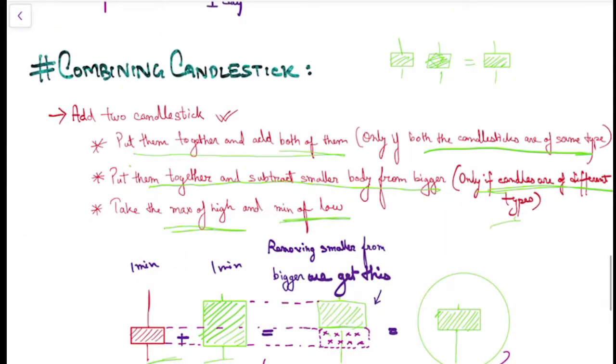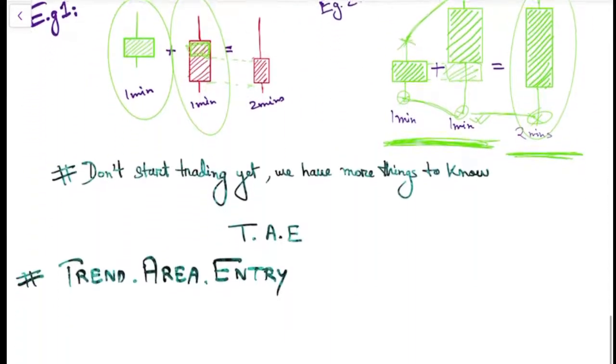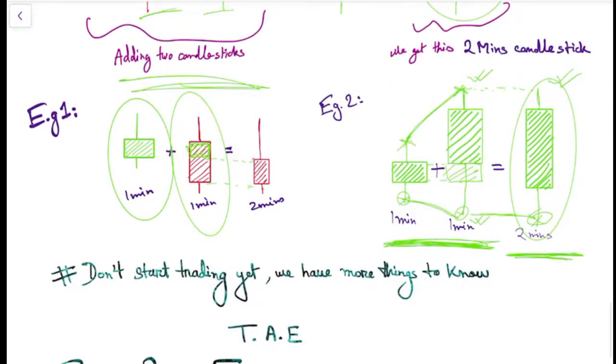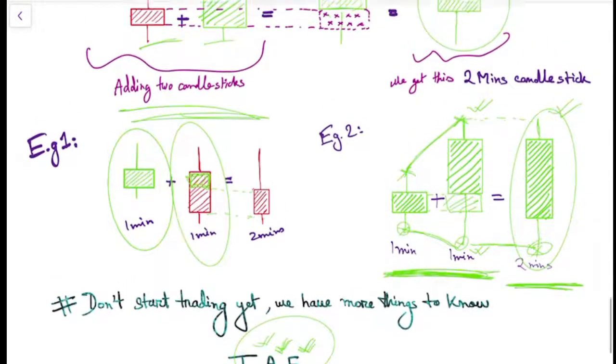Now don't just go immediately and start trading, because there is one more thing you need to know: the TAE framework, the trigger, area and entry. Here you will be combining 2-3 more factors: the first is the trend line, the second is area, and the third is entry trigger. In the next video I'll explain about this, and after that you might go and start trading.